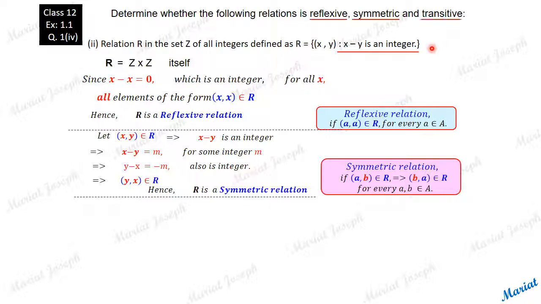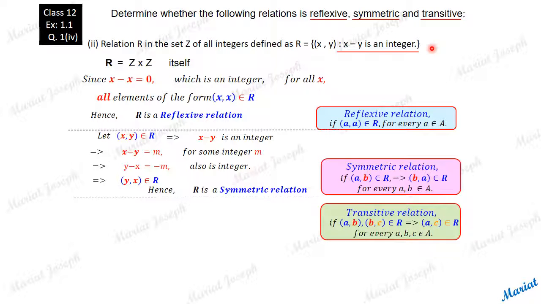Now, is it a transitive relation? To call a relation transitive, we have to check that whenever two pairs of the form (a, b) and (b, c) are there in the relation, we should be able to find the pair (a, c) also in the relation. Let's go by taking two pairs of this pattern. Let (x, y) and (y, z) belong to the relation. Something special: the element y is kept common in both of them. Here it's the second element, here it is the first element.